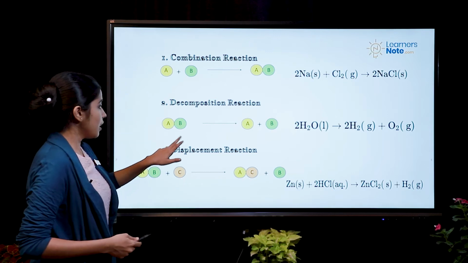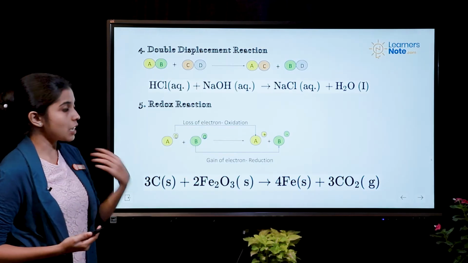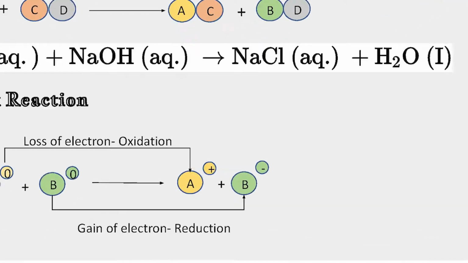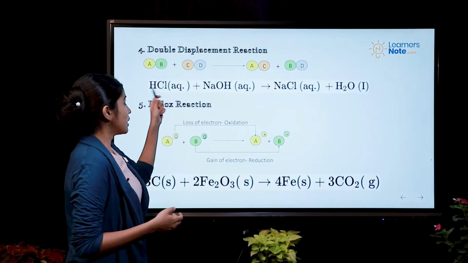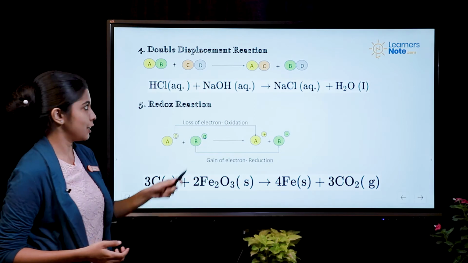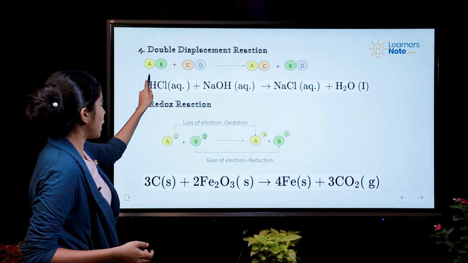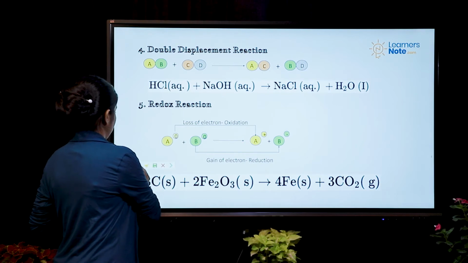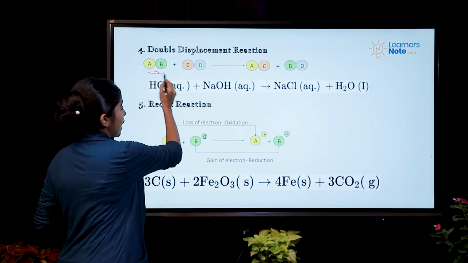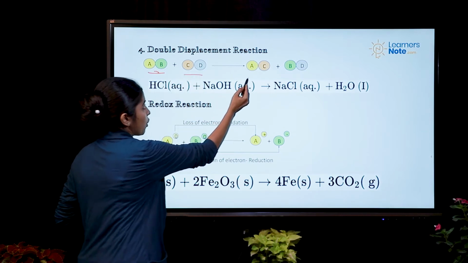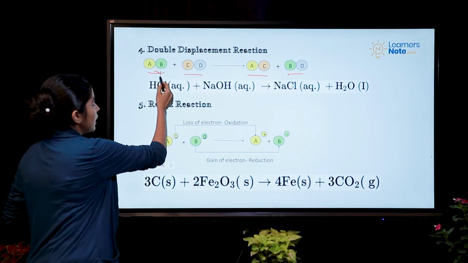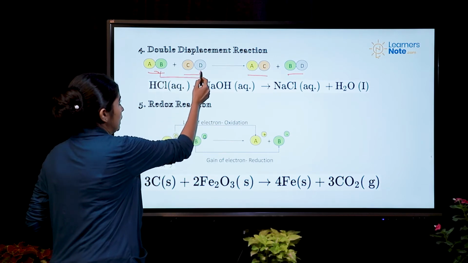Now you have the next reaction, which is the double displacement reaction. In a double displacement reaction, you have two displacements taking place. In other words, there is an exchange of ions. You can see the reaction here: reactants AB and CD, and products AC and BD. Here B is exchanged with D.